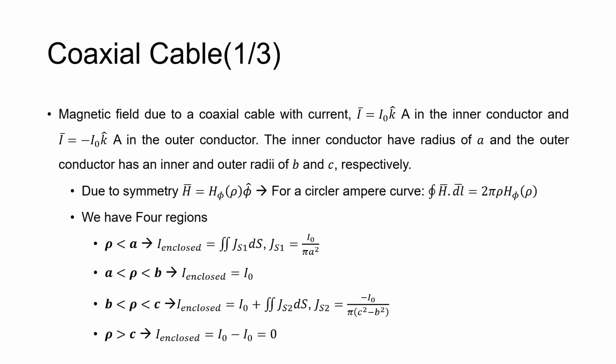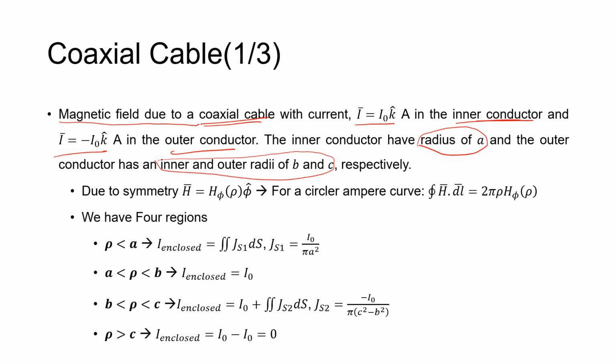So the problem states that the magnetic field is required to be calculated for a coaxial cable with a current I equal to I naught in the direction of k in the inner conductor and equal to minus I naught in the direction of k for the outer conductor. We are given the description of the inner conductor having a radius of a, and the outer conductor having inner and outer radii of b and c.